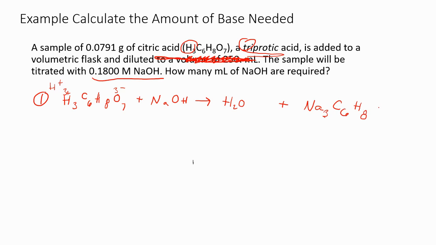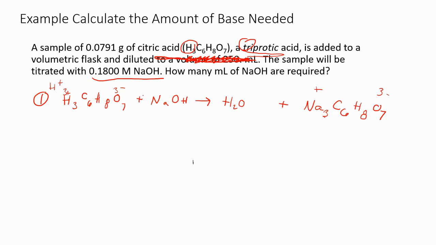Citric acid, conjugate base. Does that make sense? So this has a -3 charge. This has a +1 charge, so we need 3 sodiums to balance that. Okay, all right, so then we need to go back and balance this.